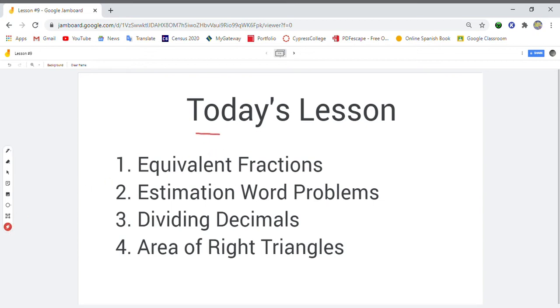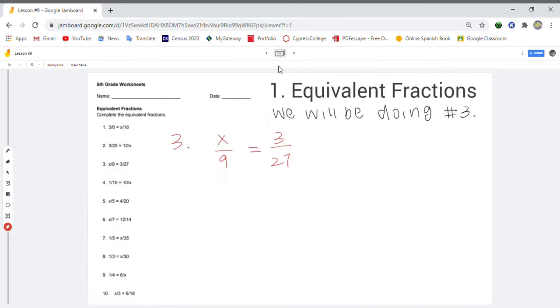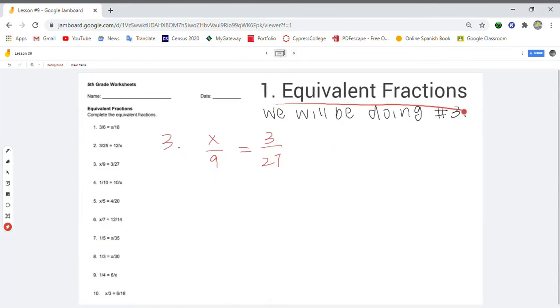Hello, fifth graders. Today we're going to go over how to do equivalent fractions, how to solve estimation word problems, how to divide decimals, and how to find the area of right triangles. So for the first lesson, equivalent fractions, we'll be doing number 3, and it says complete the equivalent fractions.